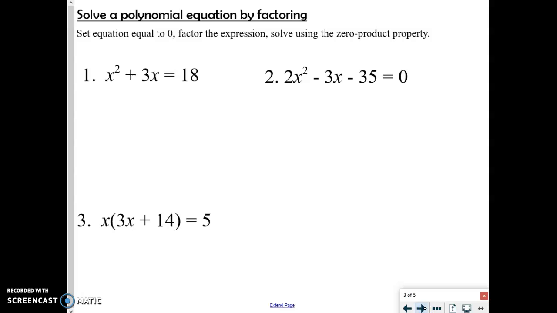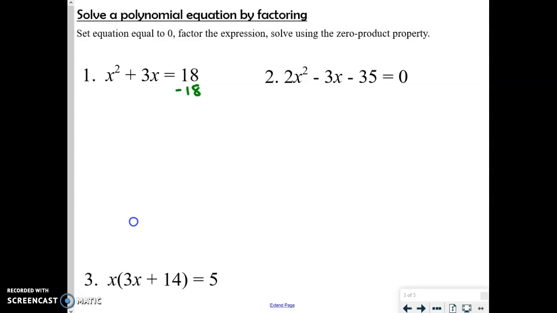So in these expressions, notice that now we're actually dealing with some of the upper level quadratics that we dealt with in chapter 7. So in the first example that we have here, what we're going to need to do is get it equal to 0, and the easiest way for us to do that is to simply subtract 18 from both sides. So that would leave us with x squared plus 3x minus 18 is equal to 0.